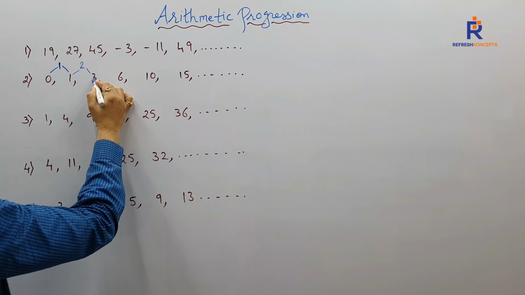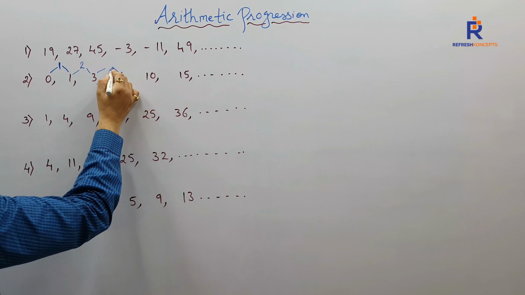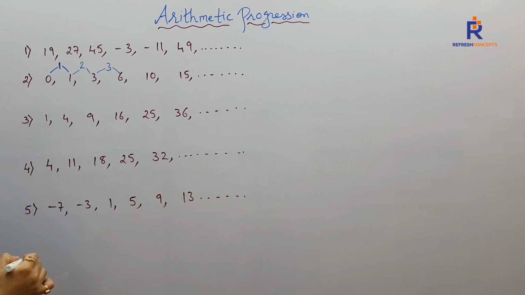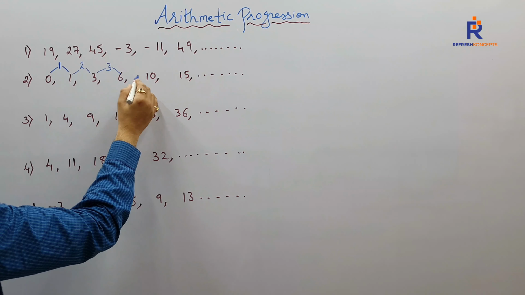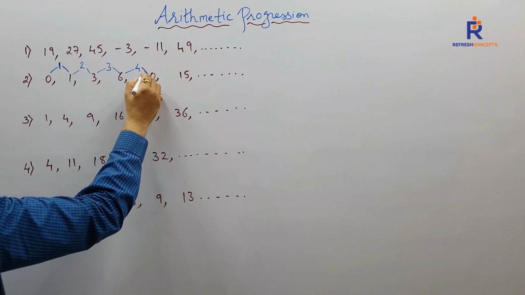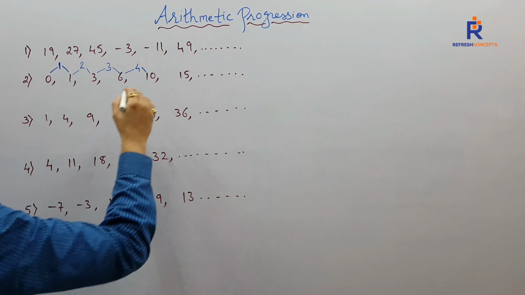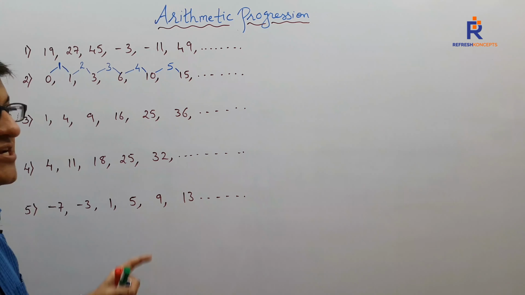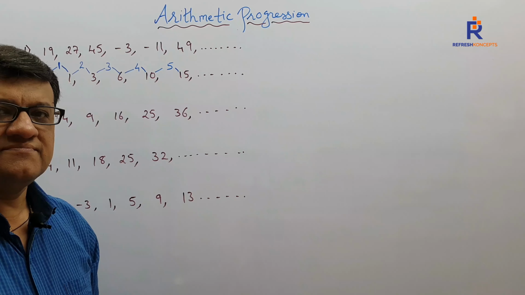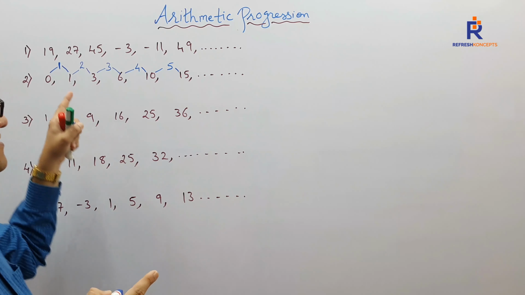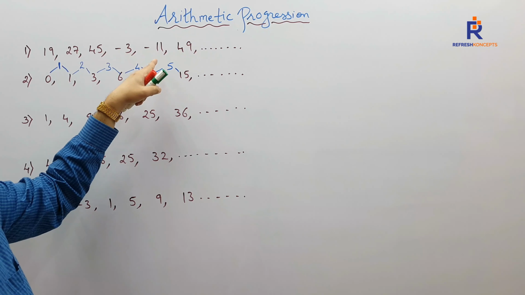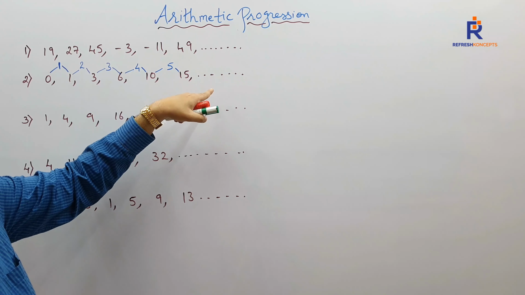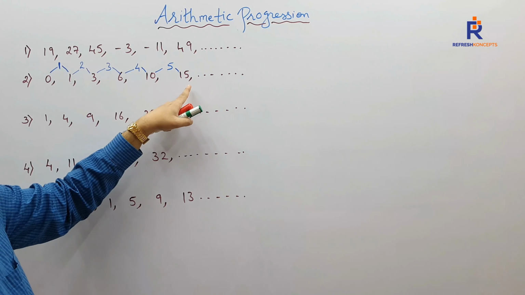If I take 3, 6, the difference between them is 3. If I take 6 and 10, the difference is 4. How about here? The difference is 5. Don't you think you'll be able to predict the next term? In the first one, you were not in a position to predict it, but now you all are. Sir, the difference is going to be 6.